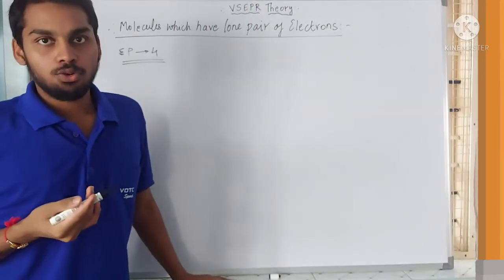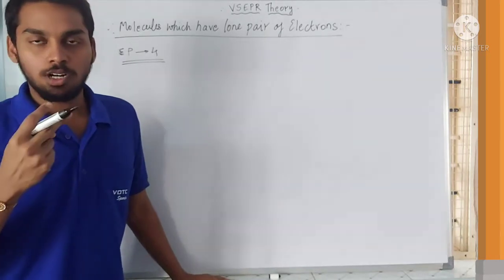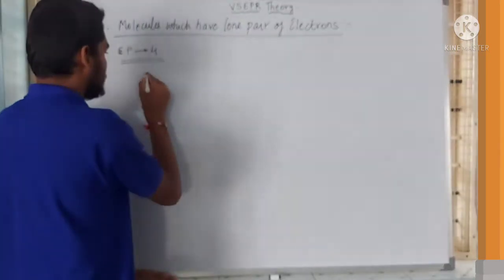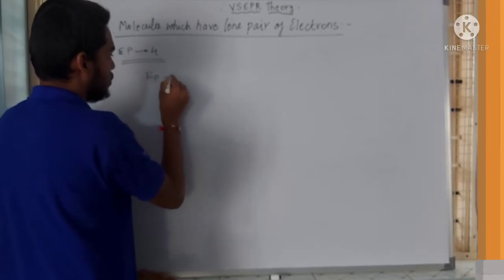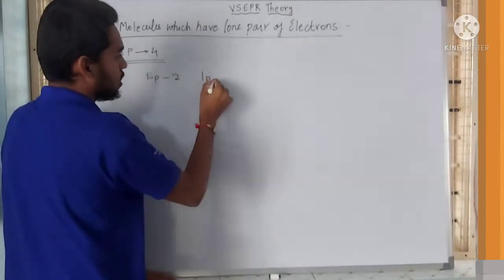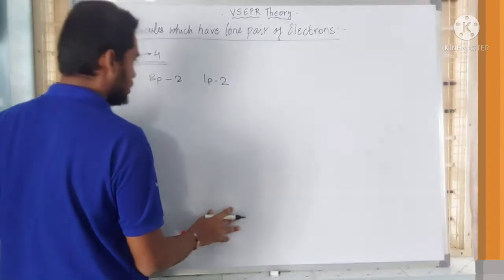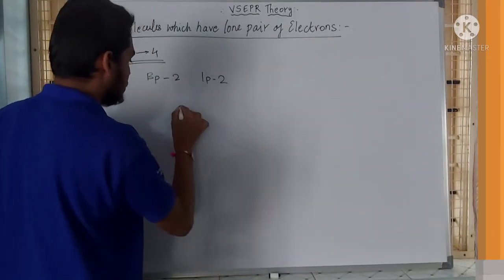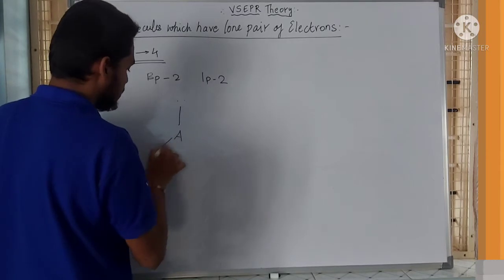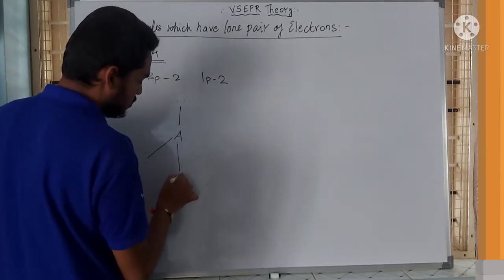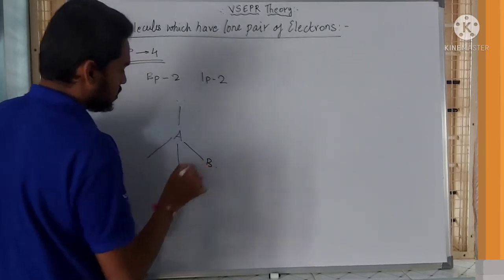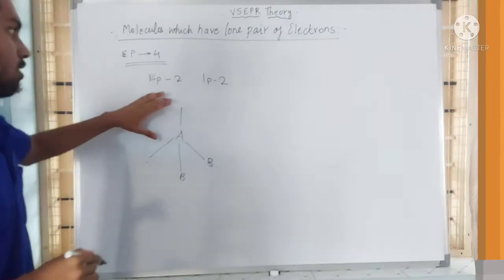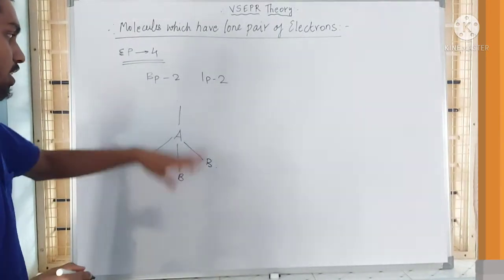So now let us move to the structures which are having 2 bonded pairs and 2 lone pairs. Bonded pairs are 2 in number, and again lone pairs are also 2. Let us see that structure now. Let this be the central atom, let this be one lone pair, let this be the other lone pair, and these should be the atoms. If you just look at the electronic arrangement, you see it is again a tetrahedral.